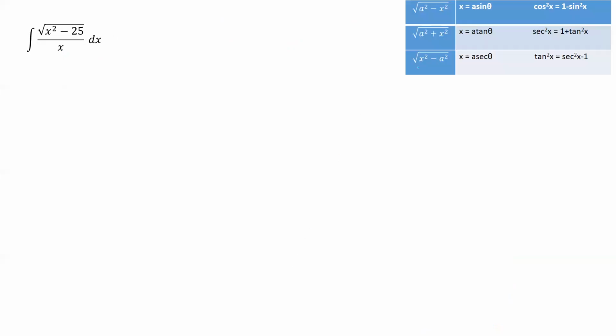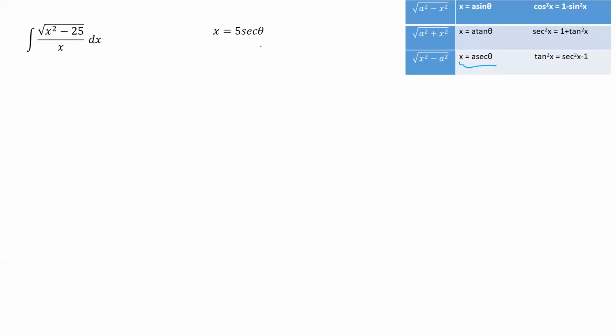The root of x squared minus 25 over x. What is our substitution? x squared minus 5 squared. So this is our substitution. We're going to make x equal 5 secant theta. So again, it was a squared minus a squared, so it had to be 5 squared. So that's why we're letting x equal 5 secant theta.